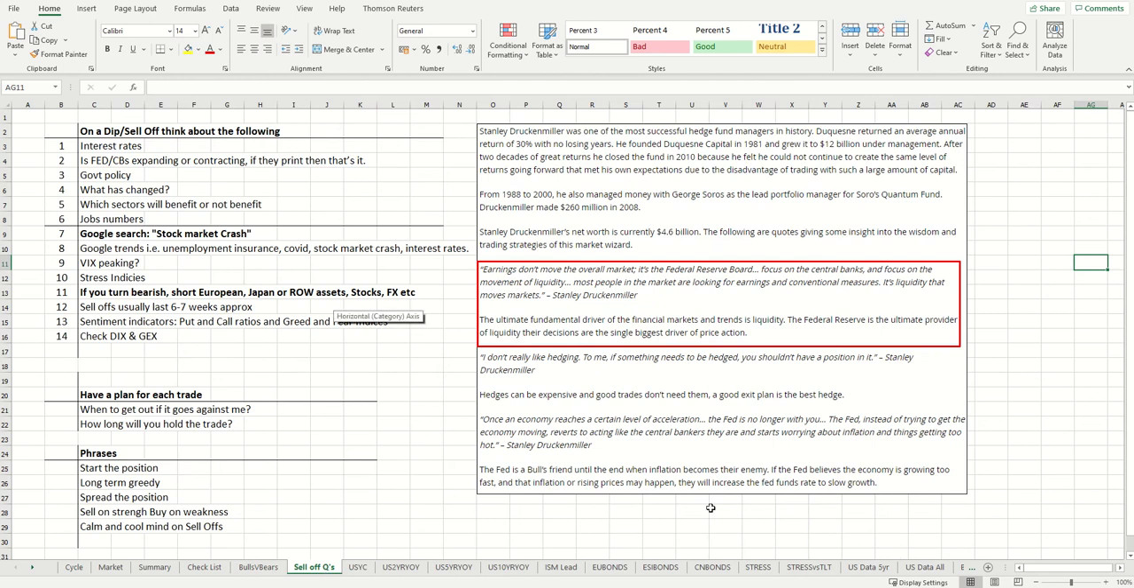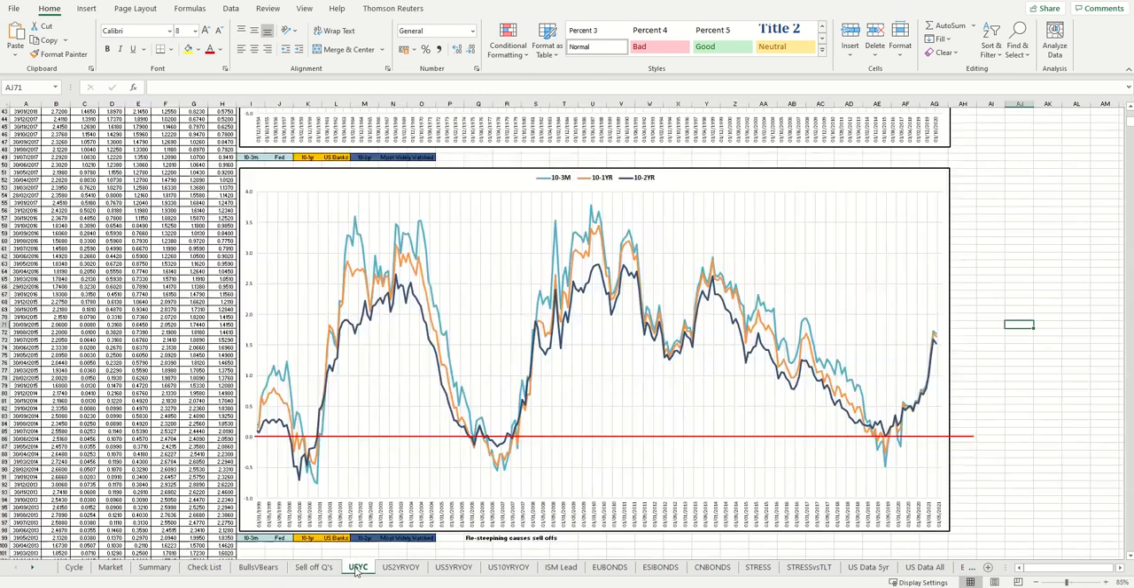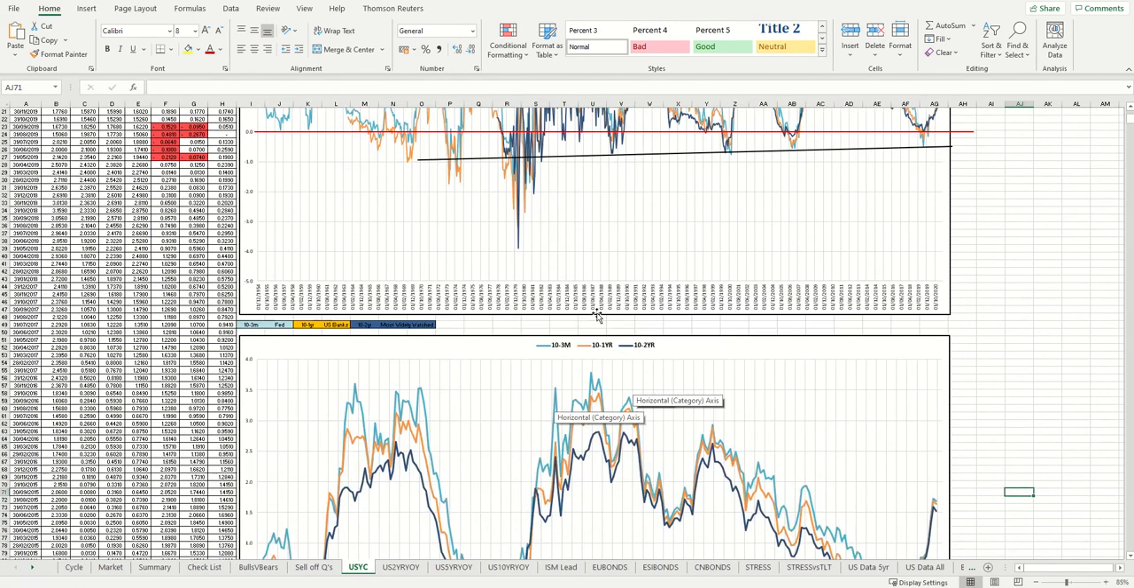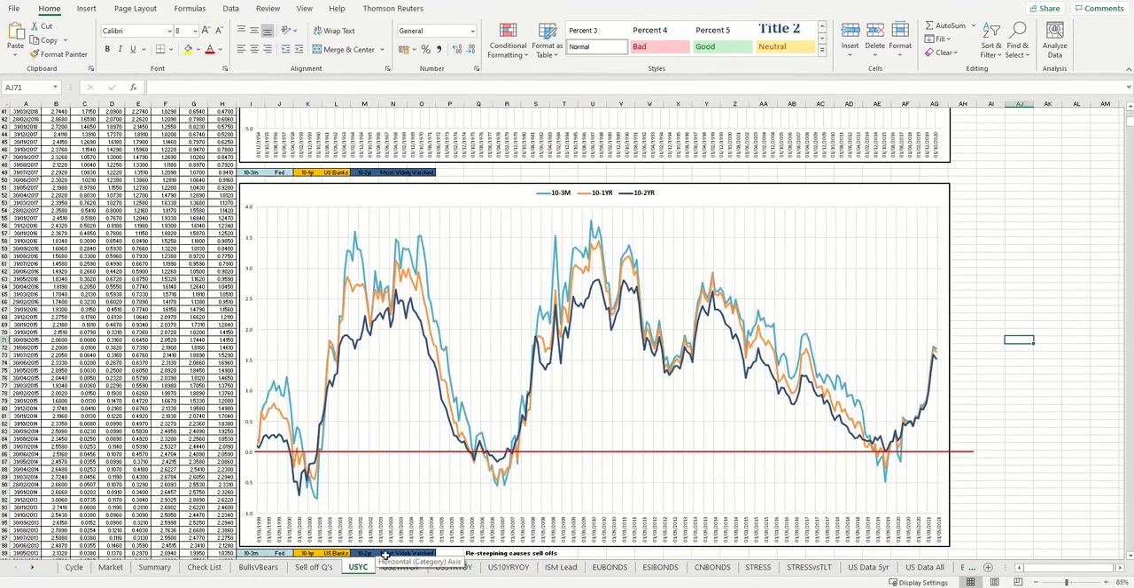That's there. And then some helpful quotes from one of the best investors of all time, or traders, Stanley Druckenmiller, are also listed here for you to read. Then we move on to the yield curve, the all-important yield curve. All three of them. Why pick when you can have all of them on the same chart, right? All time, and then going back, and then a zoomed up inversion.